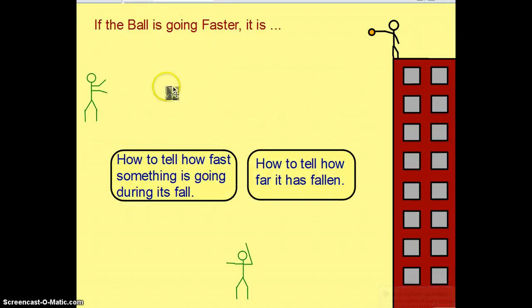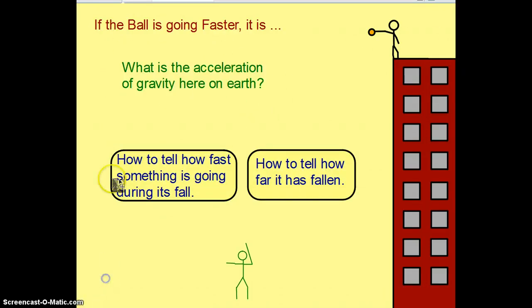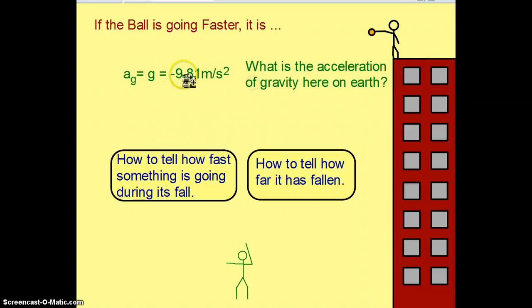So, if the ball is going faster and faster, we can say that it is accelerating. What is the acceleration of gravity on Earth? On Earth, things accelerate at negative 9.81 meters per square second. This is the acceleration of gravity. We typically just call it g.